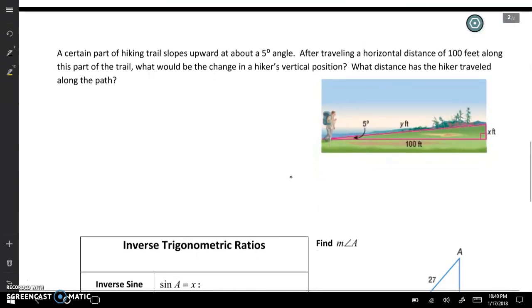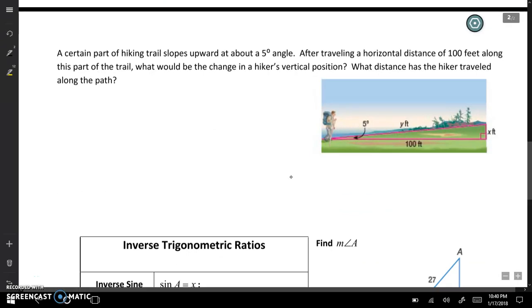Okay, flip it over to the back. Let's go ahead and do a little bit of an application problem here. A trail is going up at 5 degrees, traveling a horizontal distance of 100 feet. What's the change in the vertical position, so how high are they? And then it's asking how far did we go. If we look here, here's our angle. That's our opposite, that's our adjacent, and that's tangent.